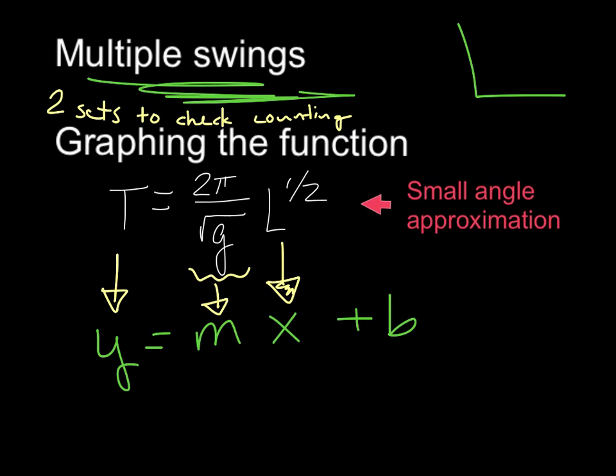Now, graphical analysis doesn't like powers to the 1/2, so what you have to do is you actually have to calculate it to the 1/2 and then plug it in. And in this case, b is just equal to 0. So when you graph this, you will get a straight line, noticing the y-axis will be your period, and the x-axis will be length to the 1/2.